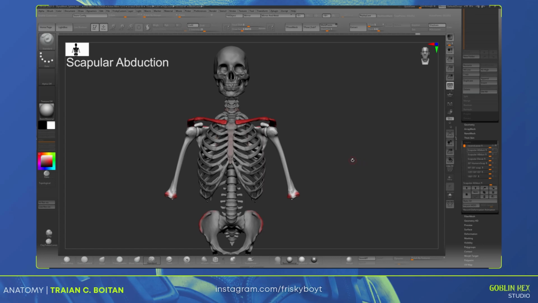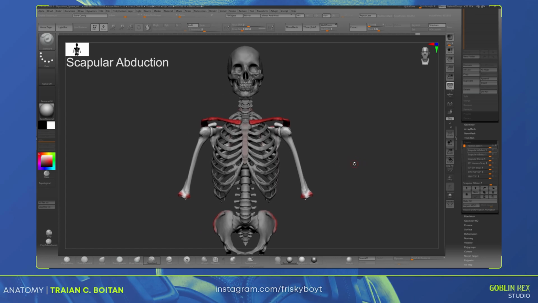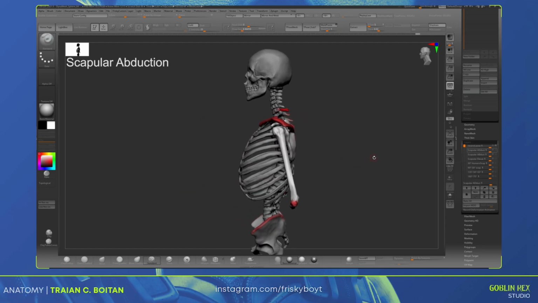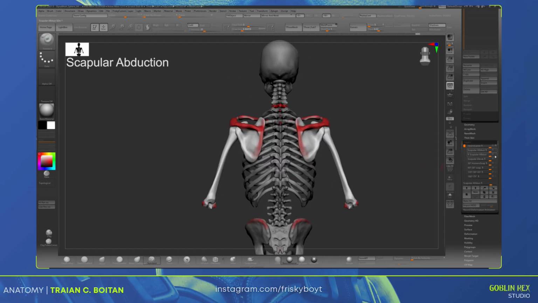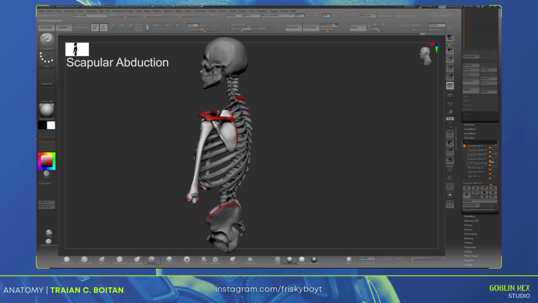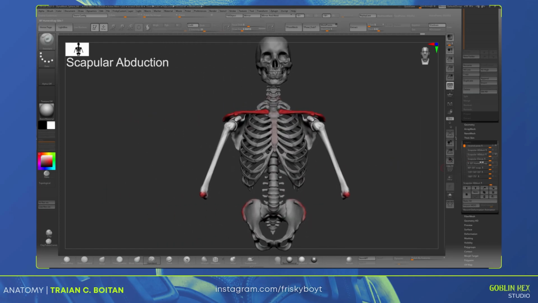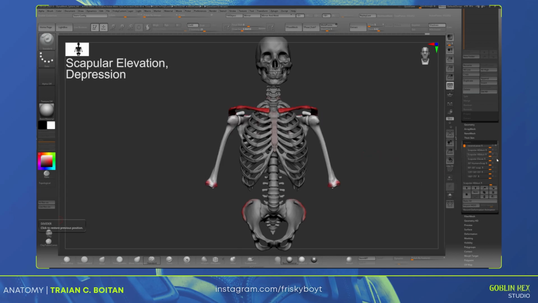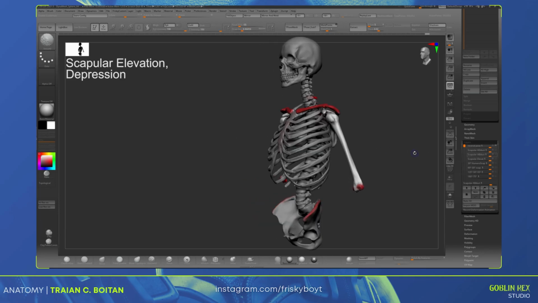The second movement is scapular abduction, where the shoulder blades are spread and gliding on the thoracic cage, like in this example. And the third movement is scapular elevation and scapular depression.